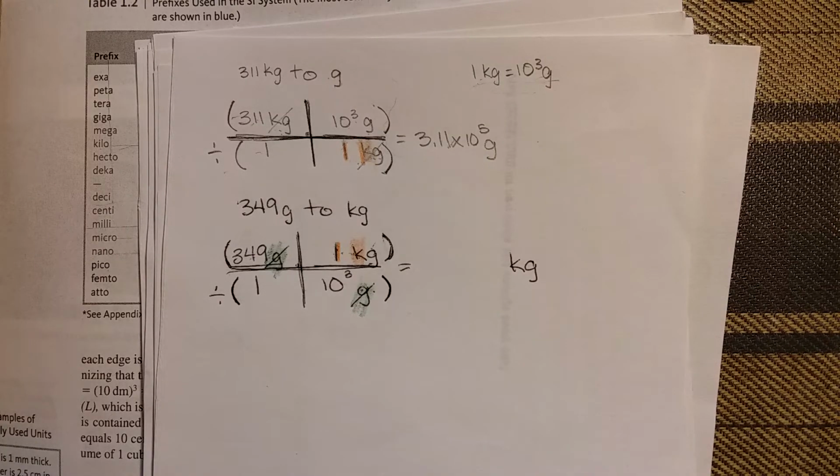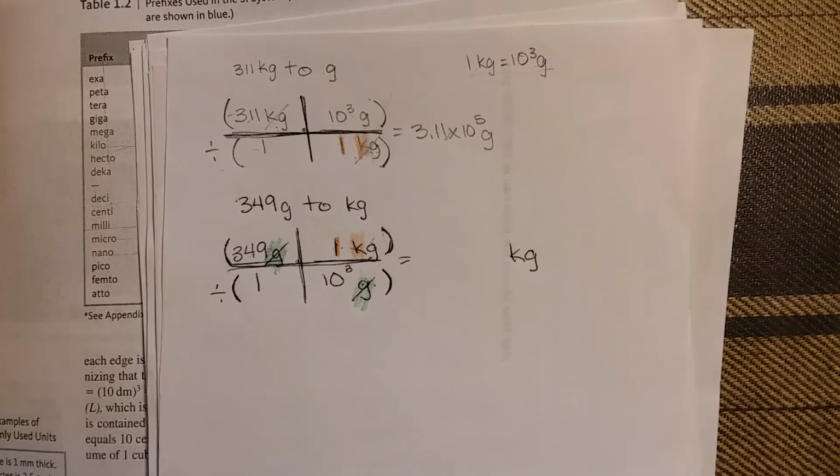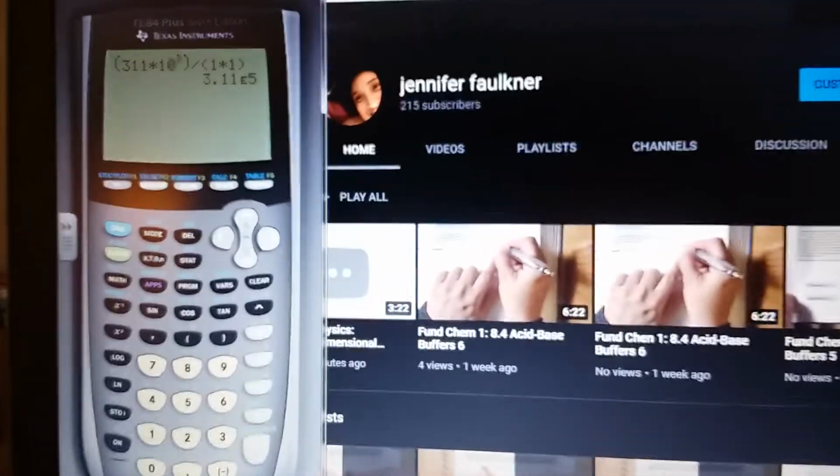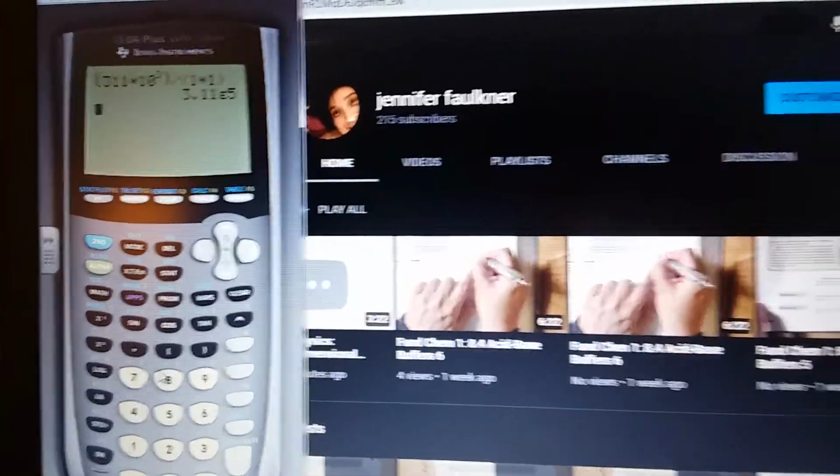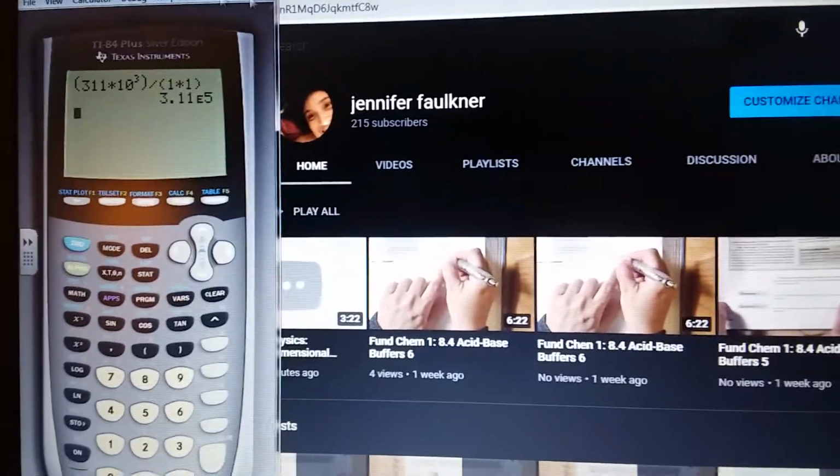Your choice. Okay, so I am going to bring up the calculator and move the camera. So here we are, and this is going to be shaky because I have no fancy equipment. This is just my phone.